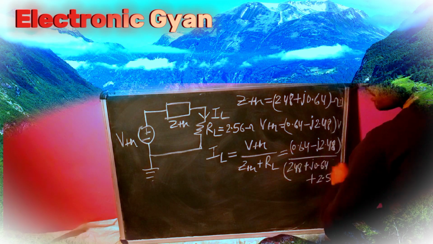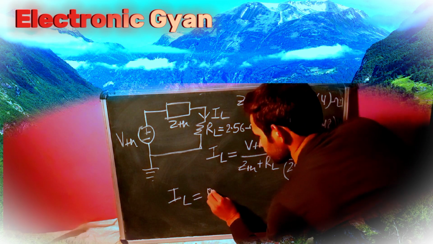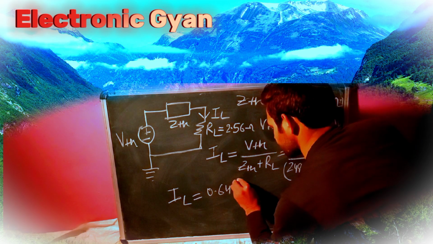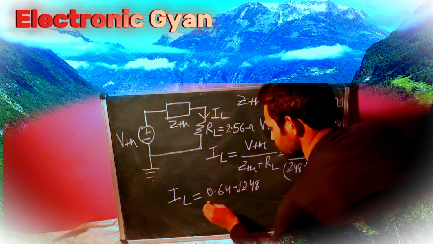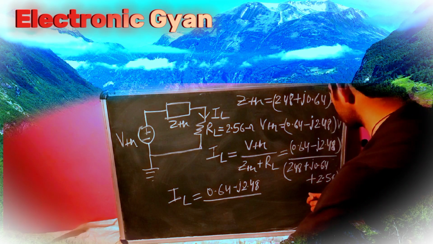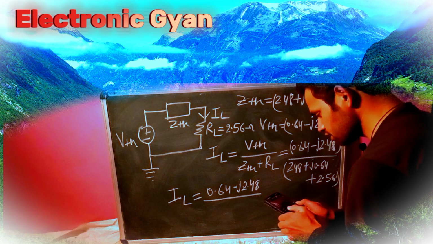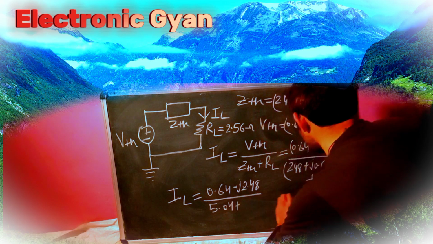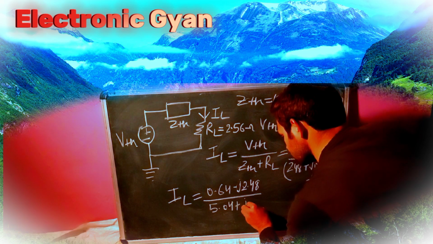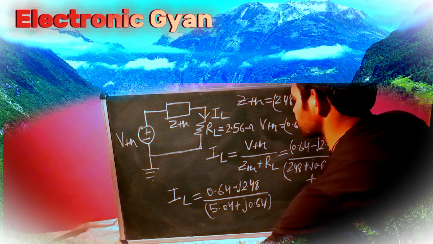Okay, so when we solve this, what will we get here? Load current as 0.64 minus j2.48 divided by 2.48 plus 2.56, which is nothing but 5.04, plus j0.64. Yes, now we are going to solve this. The load current will come here.